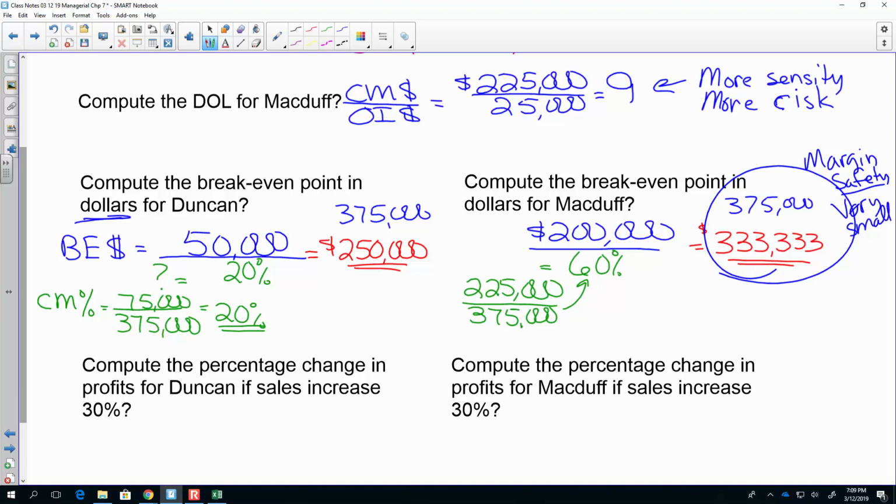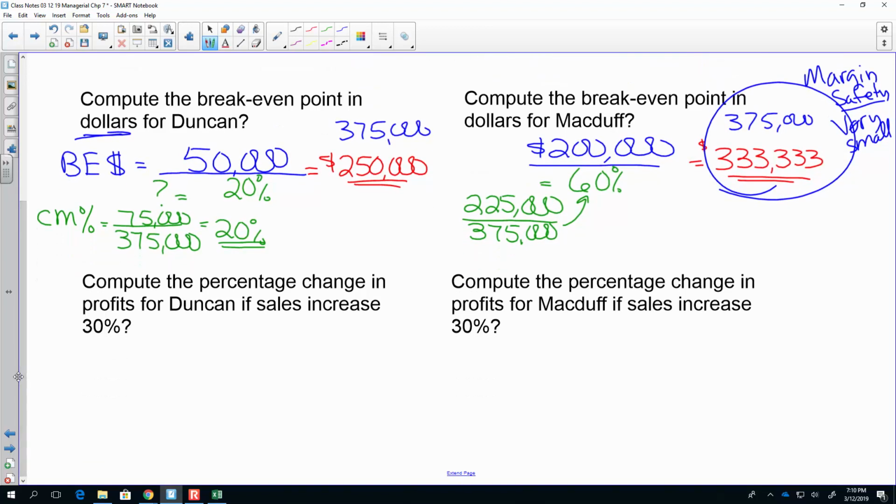So here again, if I were a banker and they came to me looking for money, I'd be very scared about McDuff. Any little bit of change and they're below break even, right? As opposed to Duncan. Got a little more wiggle room there. And bankers think that way. They want to get paid, right? So this is that analysis again as to who am I going to give the money to? All right. Getting down to now using the DOL.